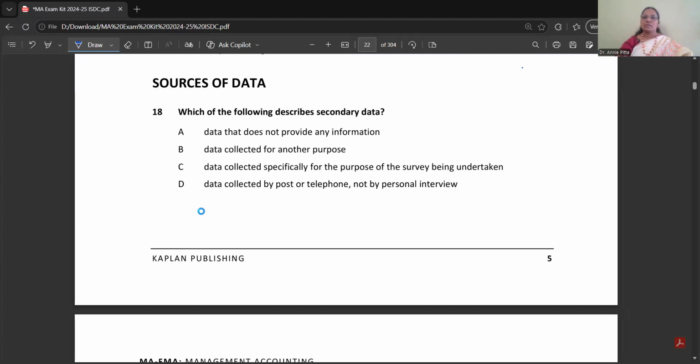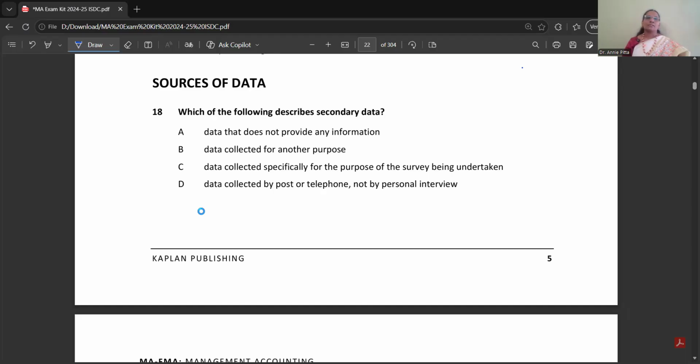Okay, sources of data. Question number 18. The first question under this topic: which of the following describes secondary data? Any data which is collected by the person for the first time, first-hand information, would be called primary data. If someone has already collected the data and it is available for use by other people, then it is called secondary data.